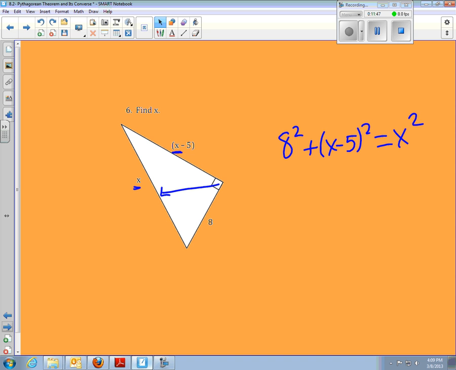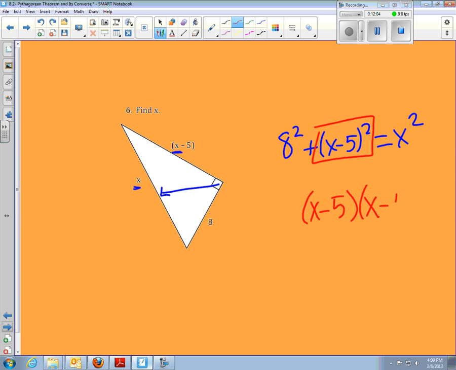Now, the big thing I want to point out here is right here. X minus 5 squared. So we're taking a binomial squared. We don't just distribute that squared, because remember, squared means times by itself. So we do x minus 5 times x minus 5. FOIL that and plug it back in to the problem. You'll be able to give us x.